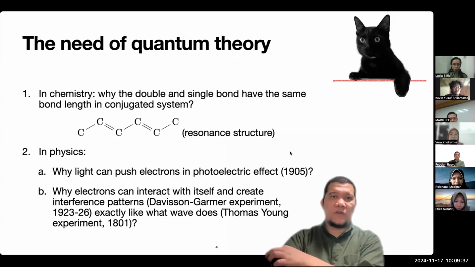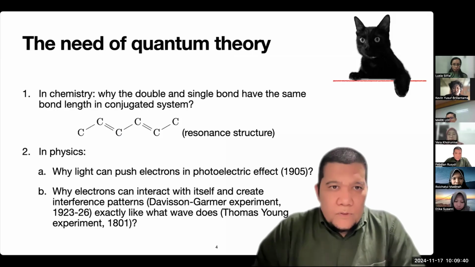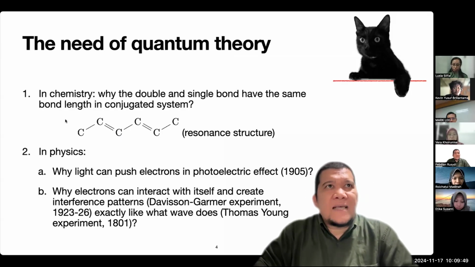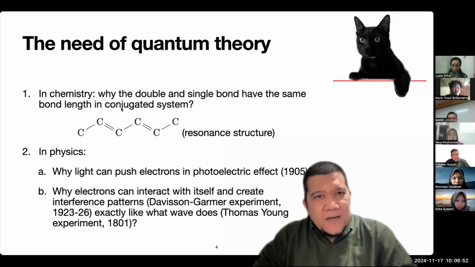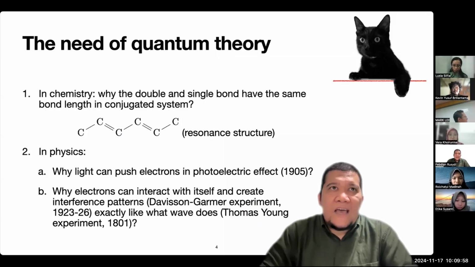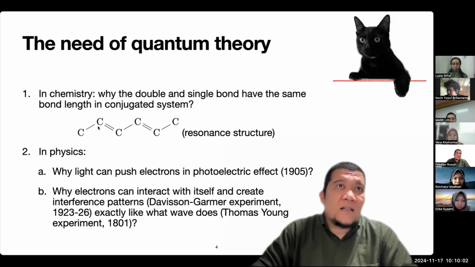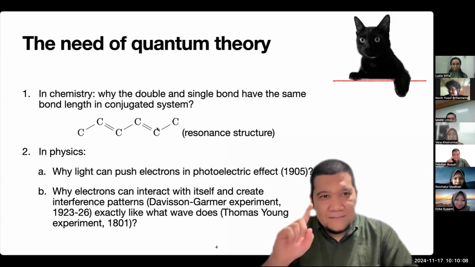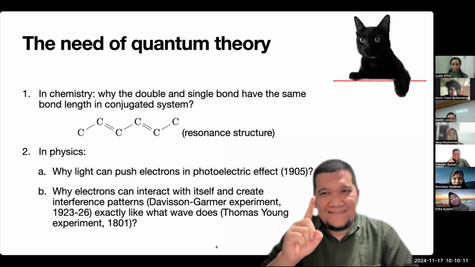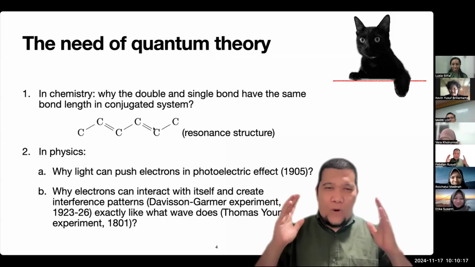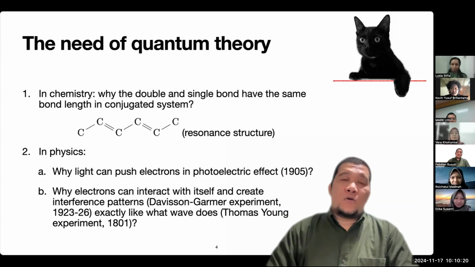Anyway, let's go to the first slide. The need of quantum theory. In chemistry, there is a question, long question. Why the double and single bond have the same bond length in conjugated system? Our previous example is ozone, but not only for ozone, for any molecules that have the alternate bond, a single and double bond. Remember the song? Single bond, single, double bond. That's conjugated system. Yeah, Tika, do not laugh. These questions cannot be answered unless we use quantum theory.